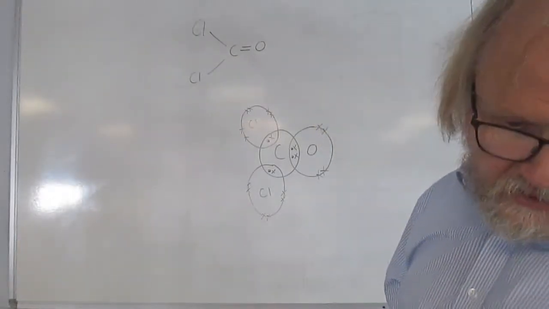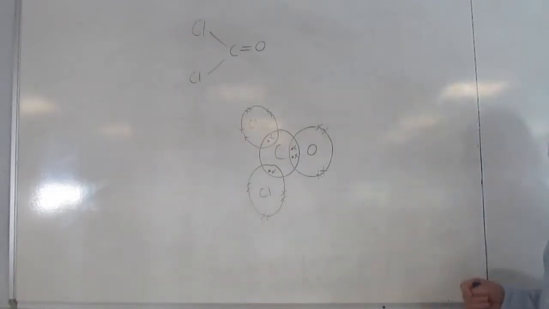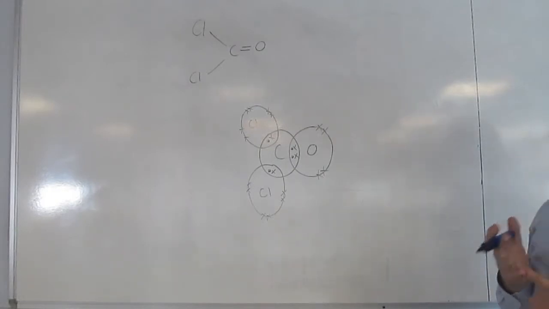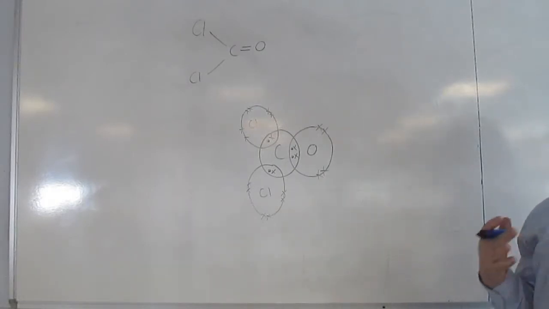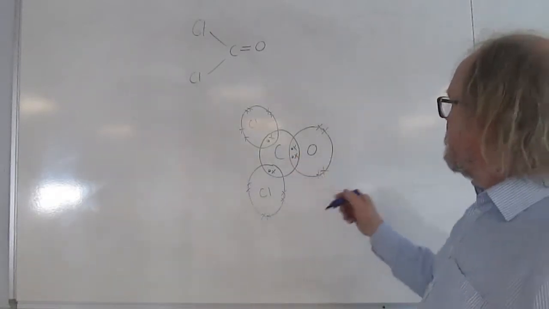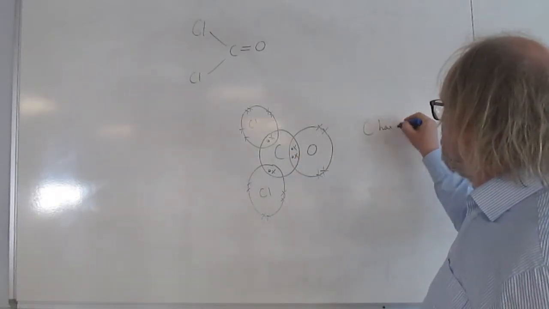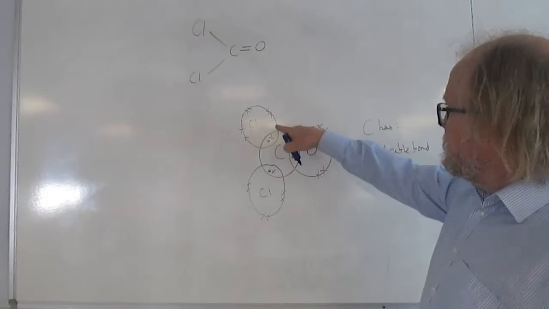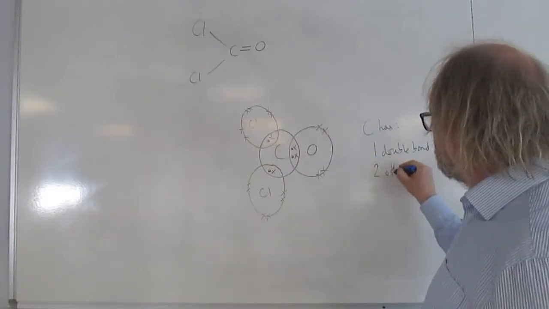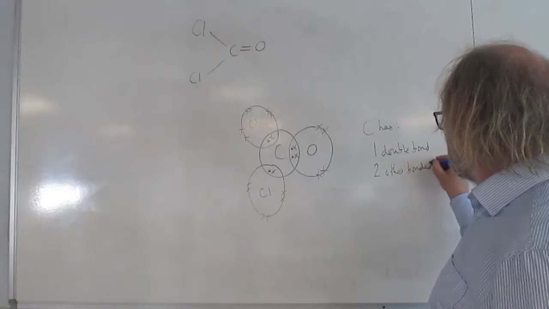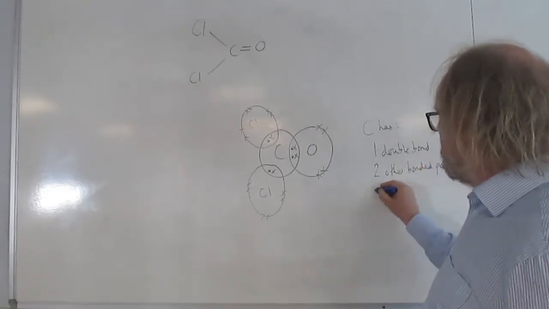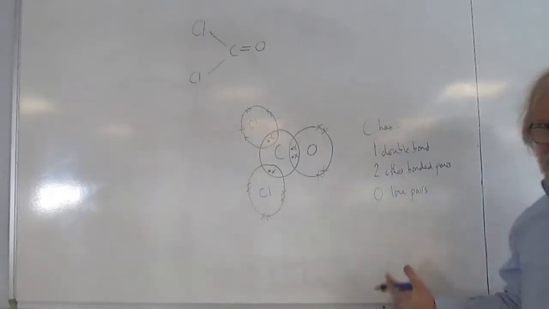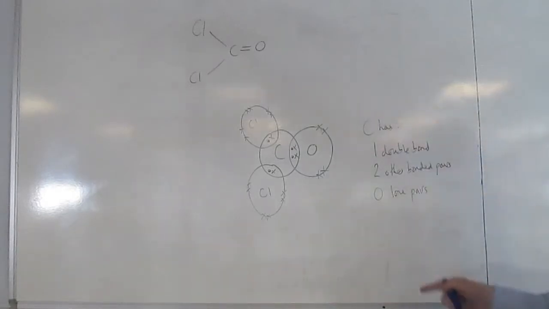Okay, then it wants to know what shape that molecule will be. So remember, what we do is we look at the middle atom and we ask how many double bonds, how many single bonds, how many lone pairs does it have. So in this case, we can see that the carbon has 1 double bond. It has 2 other bonded pairs. And it doesn't have any lone pairs, but it's worth writing that down just to make sure that you've thought about lone pairs, because obviously they do affect the shape when they're there. So that's what the carbon has.